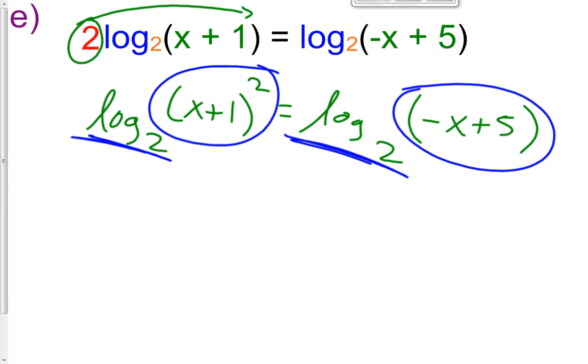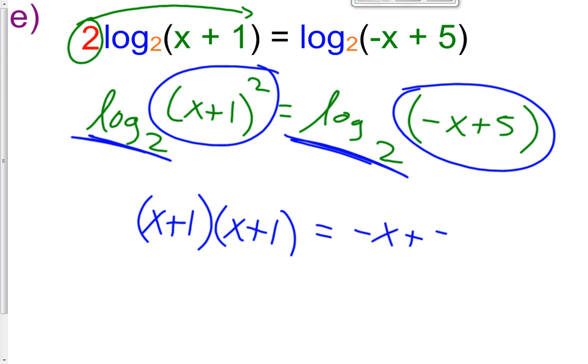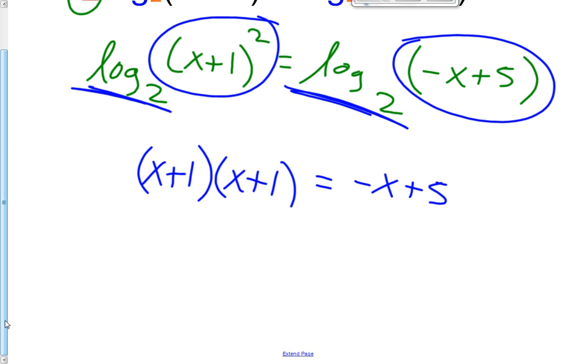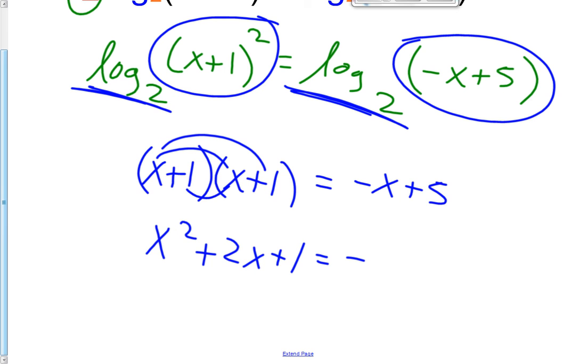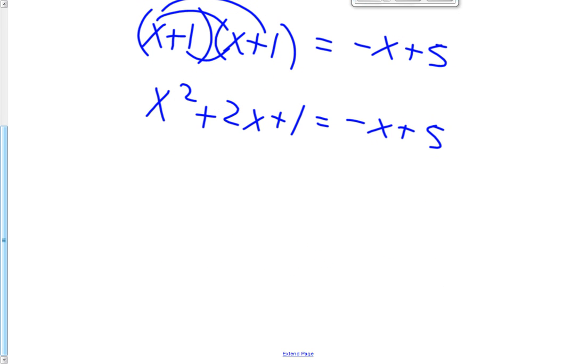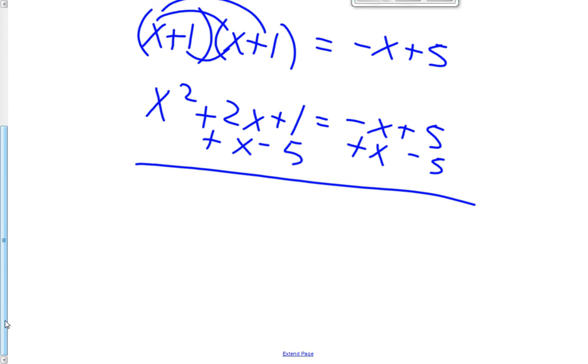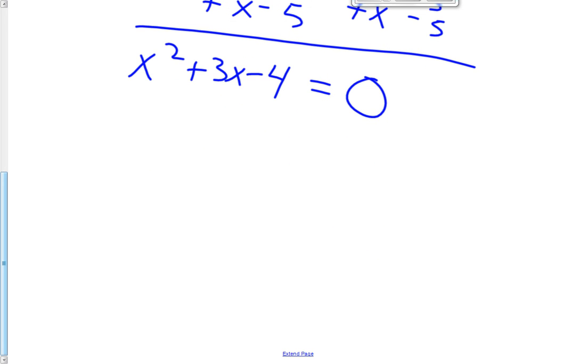So I can set this equal to this. x plus 1 squared, x plus 1 times x plus 1, equals negative x plus 5. Let's FOIL, shall we? We're going to get x squared plus 1x is plus 2x, and 1 times 1 is 1. That equals negative x plus 5. Continuing to solve for x, let's add x over here and subtract 5 to get it over here. So we have a 0 on the right side now, and we have x squared plus 3x minus 4 equals 0. Factor this beast.